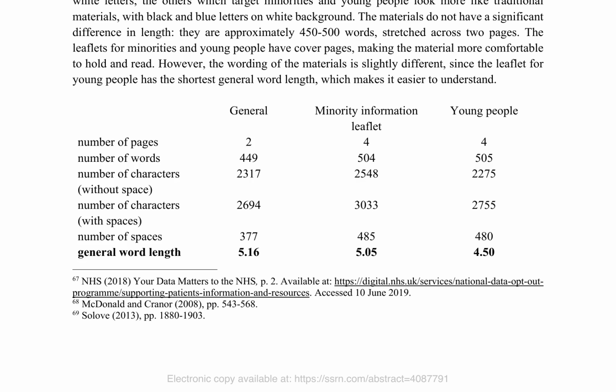The NHS provides special information materials for minority groups and young people, which differ in design and wording from the general materials. These materials are approximately 450 to 500 words in length and have a similar structure, but the leaflet for young people has a shorter general word length, making it easier to understand. The materials for caregivers, such as doctors and nurses, advise them to promote the NHS website, which addresses concerns about privacy and data selling.